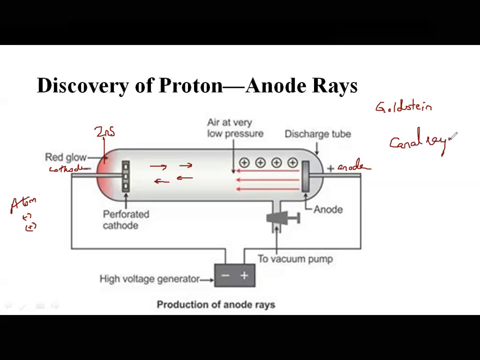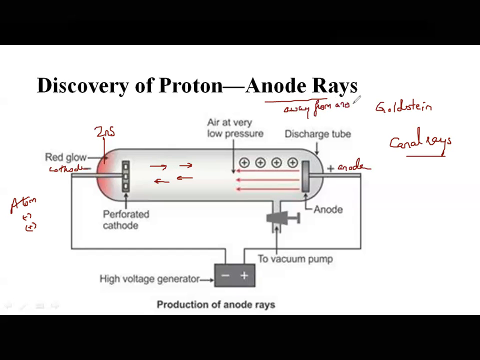He called them canal rays for the first time because the rays were passing through these perforations, through these canals, through the holes. In fact, the rays traveled in a straight line through the holes. They were also called anode rays, not because they were originating from the anode. Cathode rays were originating from the cathode and reacting with the gas. But anode rays were moving away from the anode.